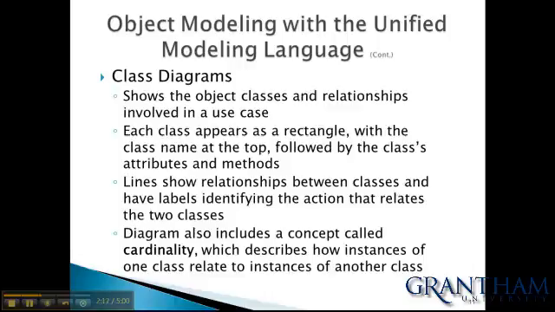With a class diagram, it shows the object classes and the relationships involved in the use case. Each class appears as a rectangle with the class name at the top, followed by the class attributes and the methods. Lines show relationships between the classes and have labels identifying the actions that relate the classes. The diagram also includes a concept called cardinality, which describes how instances of one class relate to instances of another class.